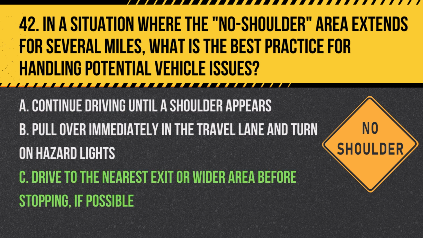Answer. C. Drive to the nearest exit or wider area before stopping, if possible. In areas with a no-shoulder designation, it's safest to continue driving until you can find an exit, a wider area off the road, or a designated emergency stopping area to address vehicle issues safely.